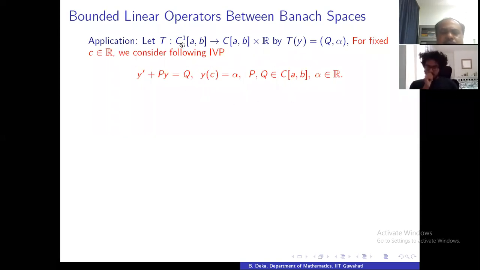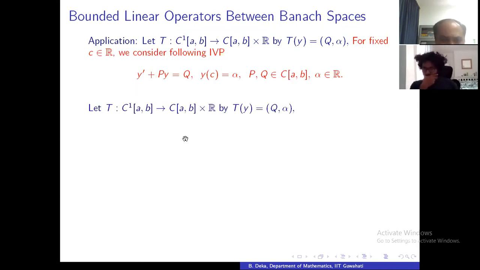You are mapping the solution space to the data space. So what is your data space? Q is the data and alpha is also an initial data. So basically you are mapping a solution to the given data. That means Ty is equal to (Q, alpha), and P, Q, alpha, Y are all related by this initial value problem. Then immediately one can recognize that T is nothing but a 1-1 map.